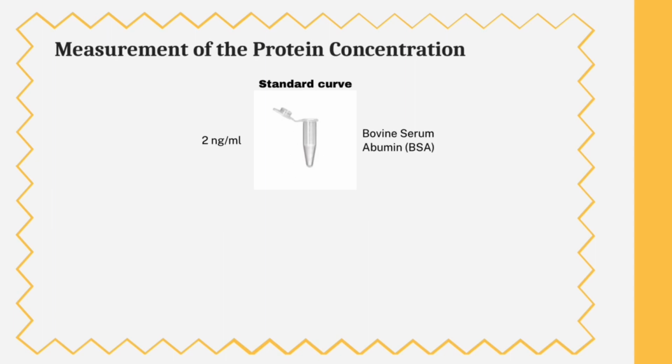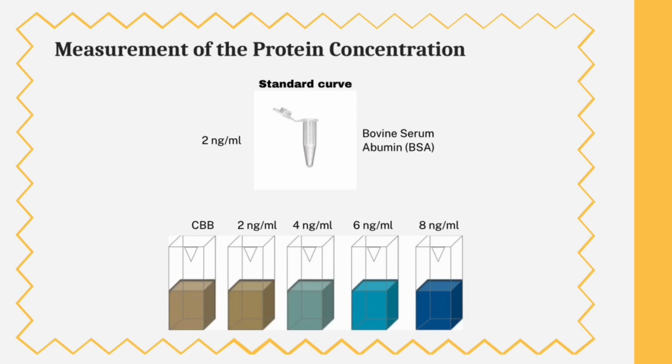Let's say this is a Coomassie brilliant blue without any proteins here. Let's say we add 1 microliter of this solution. We add 2 microliter, 3 microliter, 4 microliter. And then we will have like serial dilution of the BSA protein, like 2 nanogram per milliliter, 4, 6, 8. We can produce more and we can make it as much as we want.